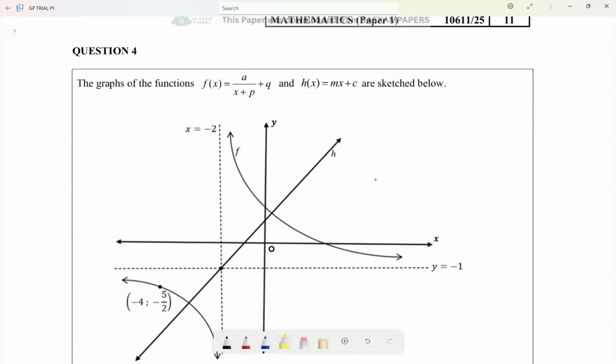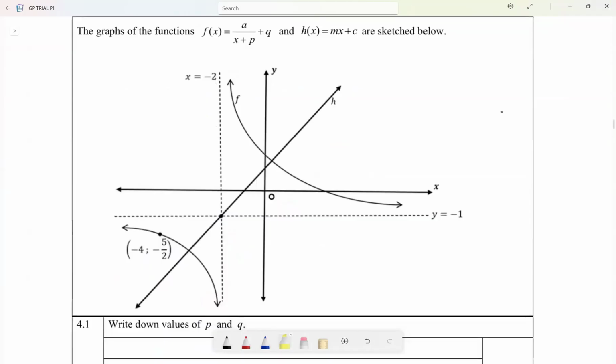Okay, question 4, the graph of a function, that one, and this one. So this is a parabola. Sorry about that, a hyperbola and a straight line. Now let's talk about the asymptotes. We have the vertical asymptote as well as the horizontal asymptote. So for the asymptotes, we're going to have x equal to -2.